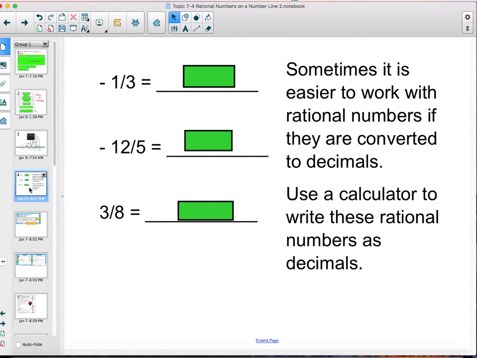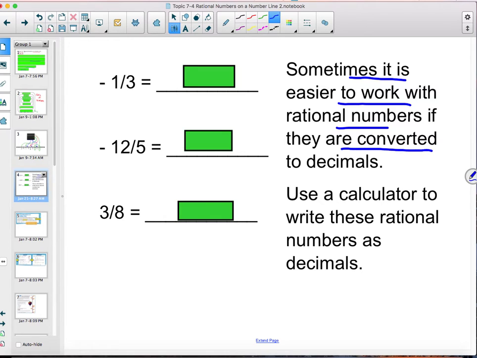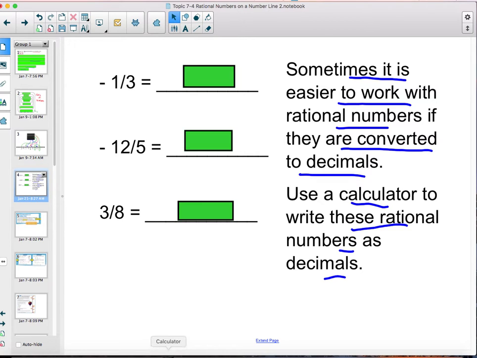Anyways, open up your calculator. Open up your calculator. Quick run through here. Now, remember what I said, that sometimes it is easier to work with rational numbers if they are converted to decimals. We're going to use a calculator to write these rational numbers as decimals. So when we do this, open up the calculator app.